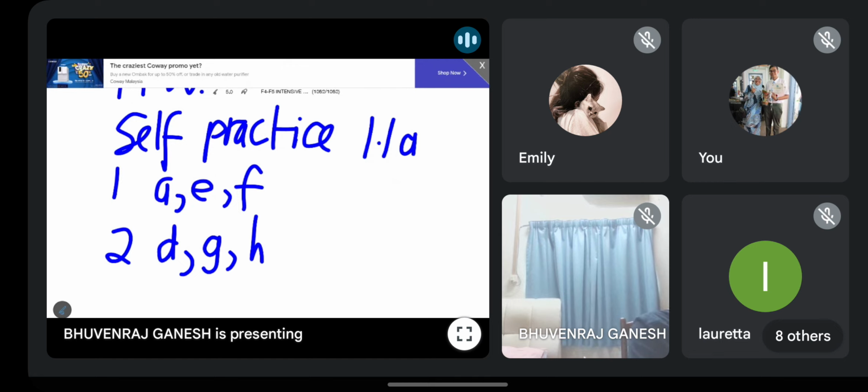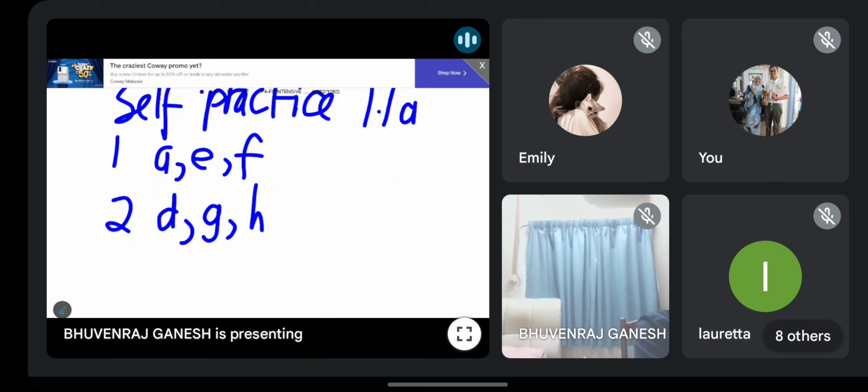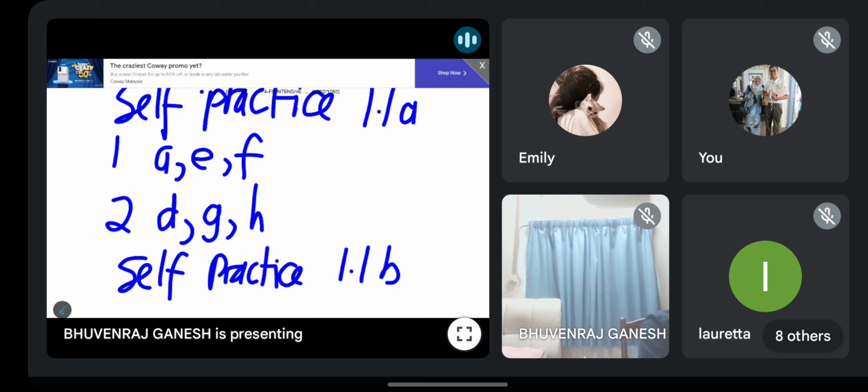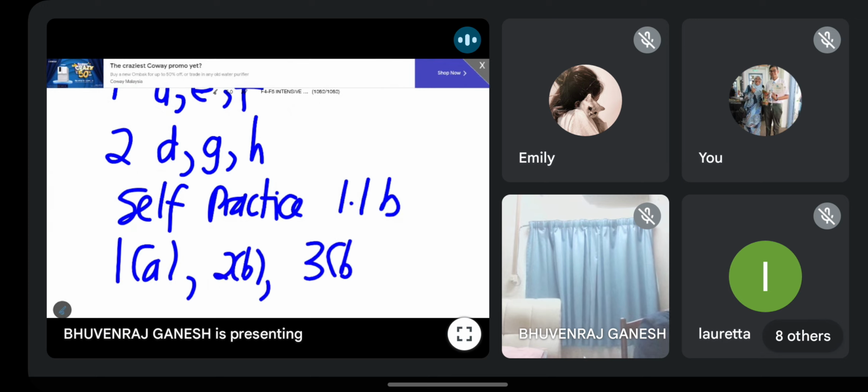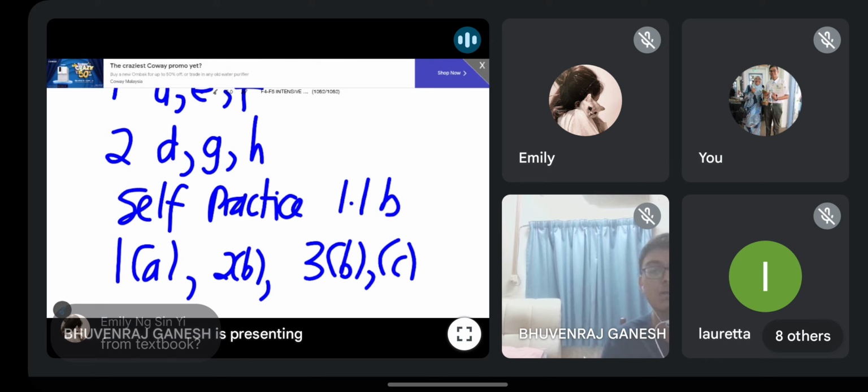And then for the second, self-practice 1.1b, I only give the ones I taught. Try out number 1a, and then number 2b, and 3b and c. Then the last one, no more, that's all. Finish already. Until there only I cover. Yeah, from the textbook. All of this.